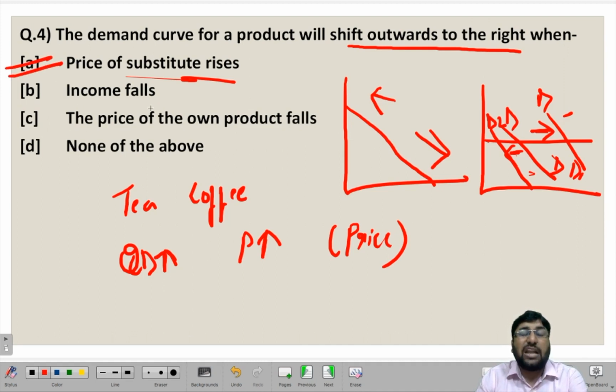We can also evaluate other options. Income falls. So if there is a fall in income, then in this case the demand for tea, or you can say the quantity demanded, would fall. So there will be a leftward shift. So this is not the answer. Price of the own product falls.